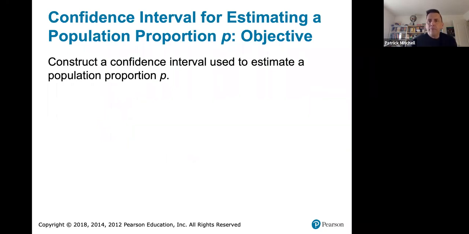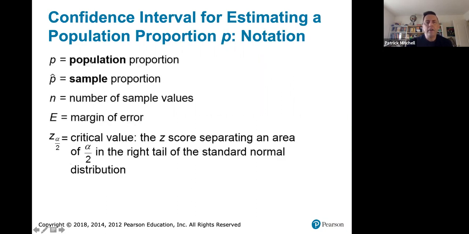All right, so our objective going forward is to construct a confidence interval used to estimate a population proportion p. So just reviewing the notation, p is the population proportion, p hat is the sample proportion, n is the number of sample values, the size of the sample, E is the margin of error, and Z sub alpha over 2 is the critical value, which again is the Z-score that separates an area alpha over 2 in the right tail of the standard normal distribution.